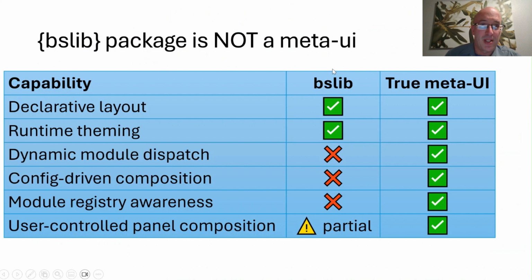If you think about the bslib package, that's not what I refer to as a meta UI. While bslib is great for declarative layout and theming, what I'm looking for in a meta UI is dynamic module dispatch, config-driven composition, module registry awareness, and user control panel composition. We'll see some examples next.